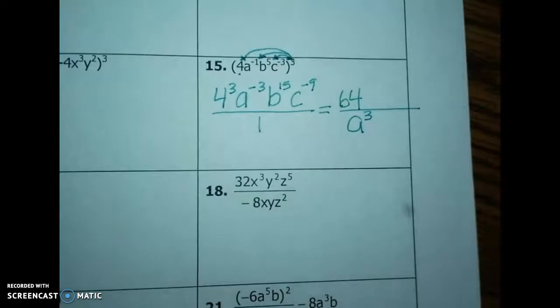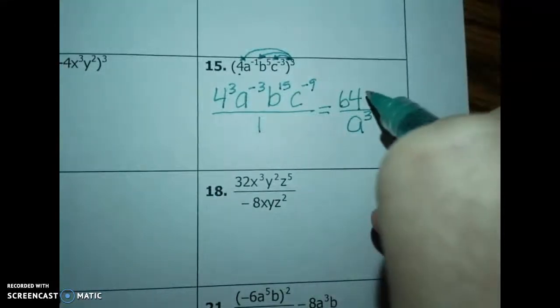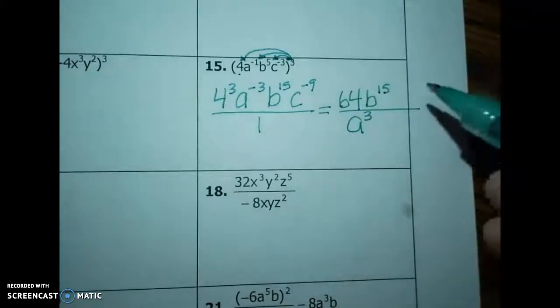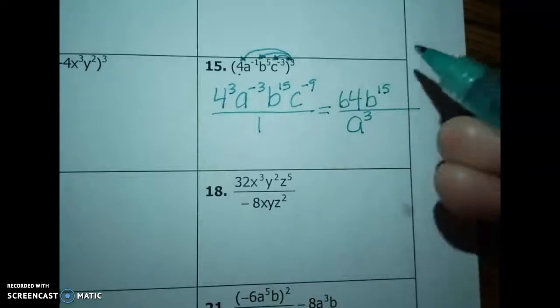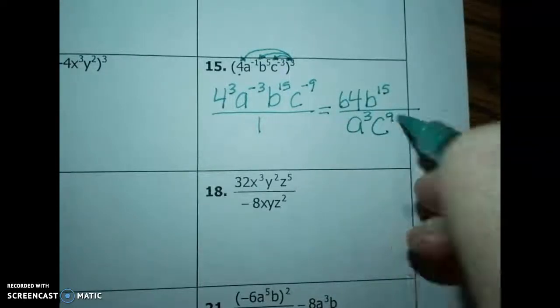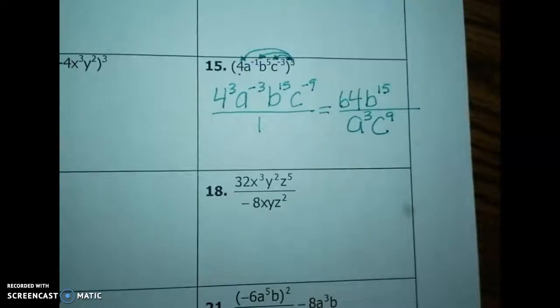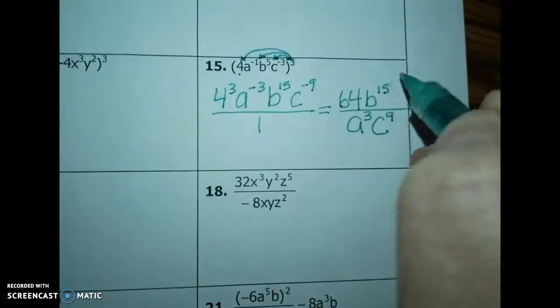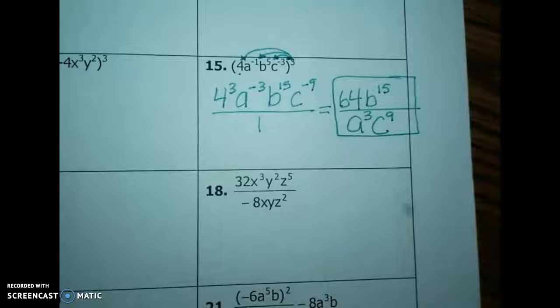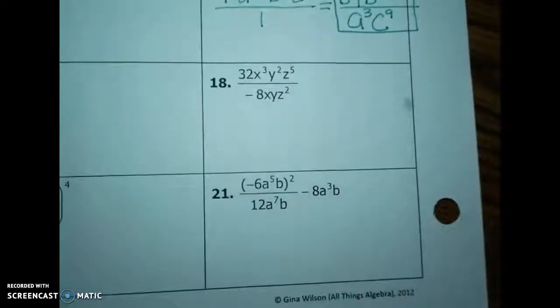All right, then b to the 15, 15 is positive, so it's going to stay on top. So we're going to keep the b to the 15 on top. C to the negative 9, we cannot have the negative exponent. That means it has to cross the fraction bar. So C to the positive 9 will now be on the bottom. And that's going to be your final answer for this one. We don't have anything else left to reduce. So we're just going to take it, and that's the end of that. Let's look at 18 right below it.